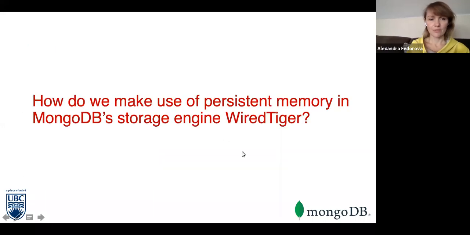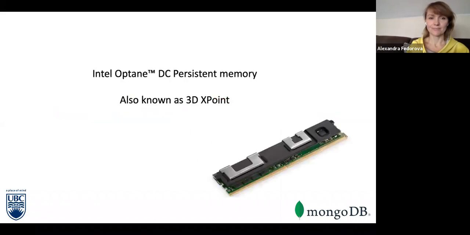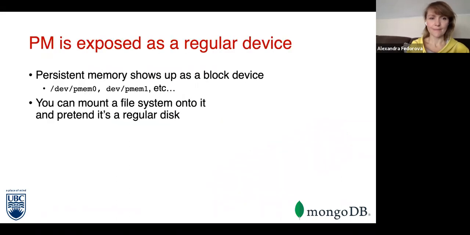So this was part of the broader mission that I currently have at MongoDB, which is how to make use of persistent memory in MongoDB's storage engine WiredTiger. And today, of course, I'll talk about Intel Optane Persistent Memory, also known as 3D Crosspoint. As you probably know, persistent memory can be exposed to the operating system and applications as a regular block device. So you can write a file system onto it and pretend it's a regular disk and just mount it and use it.